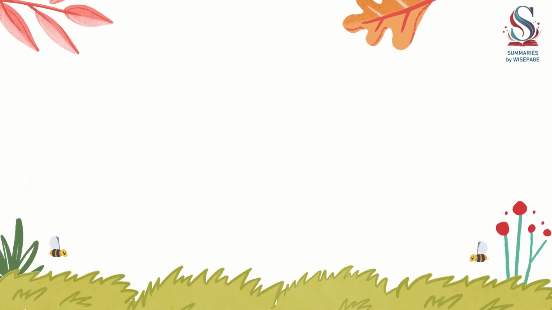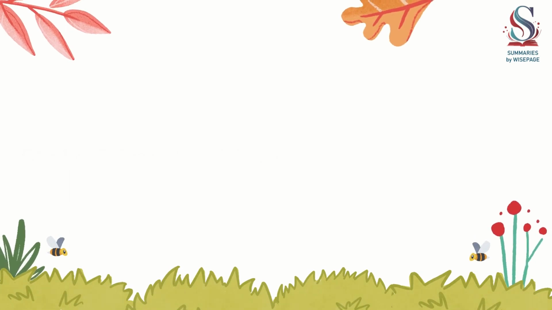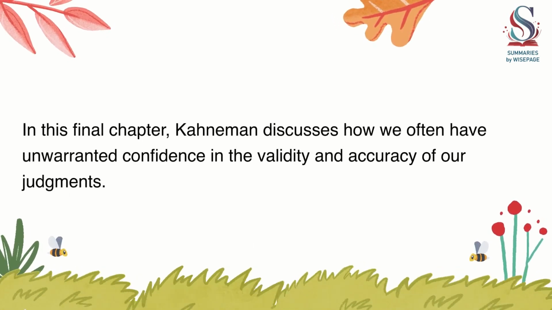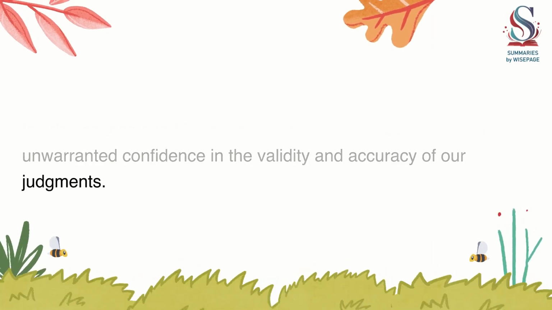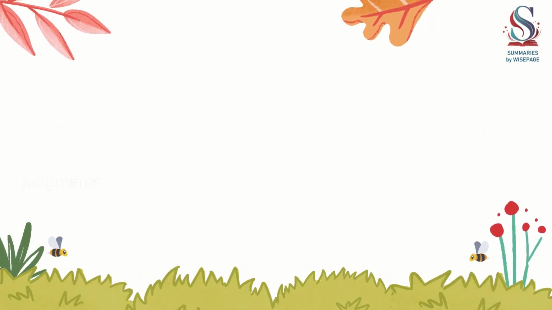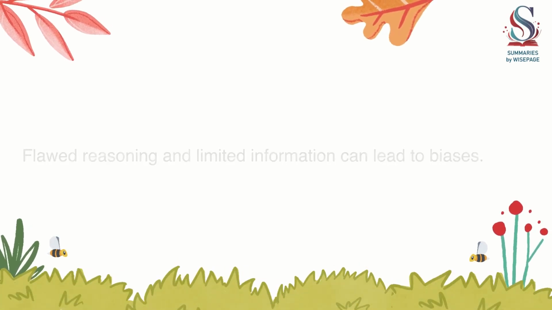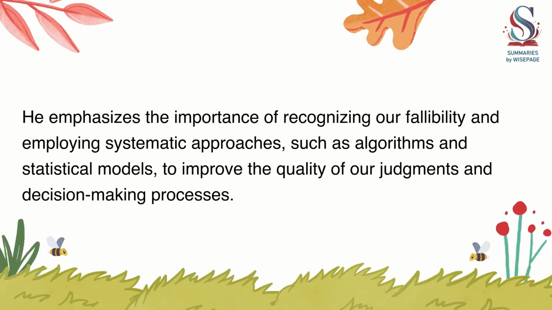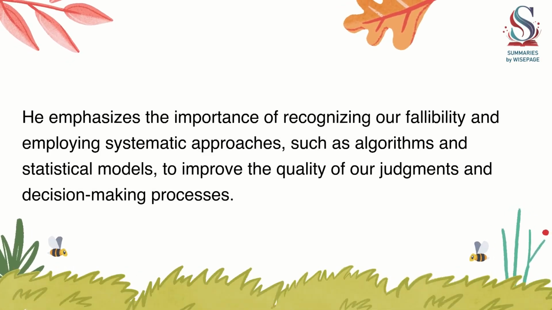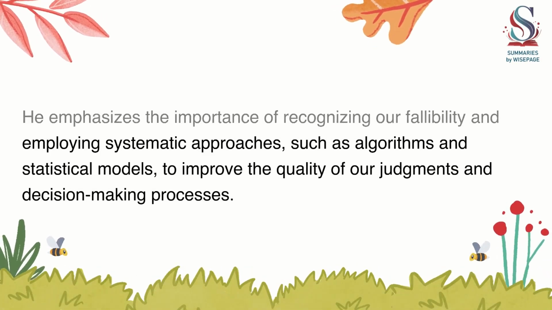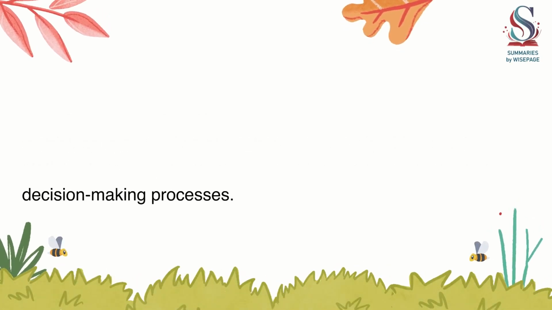Chapter 20: The Illusion of Validity. In this final chapter, Kahneman discusses how we often have unwarranted confidence in the validity and accuracy of our judgments. Flawed reasoning and limited information can lead to biases. He emphasizes the importance of recognizing our fallibility and employing systematic approaches, such as algorithms and statistical models, to improve the quality of our judgments and decision-making processes.